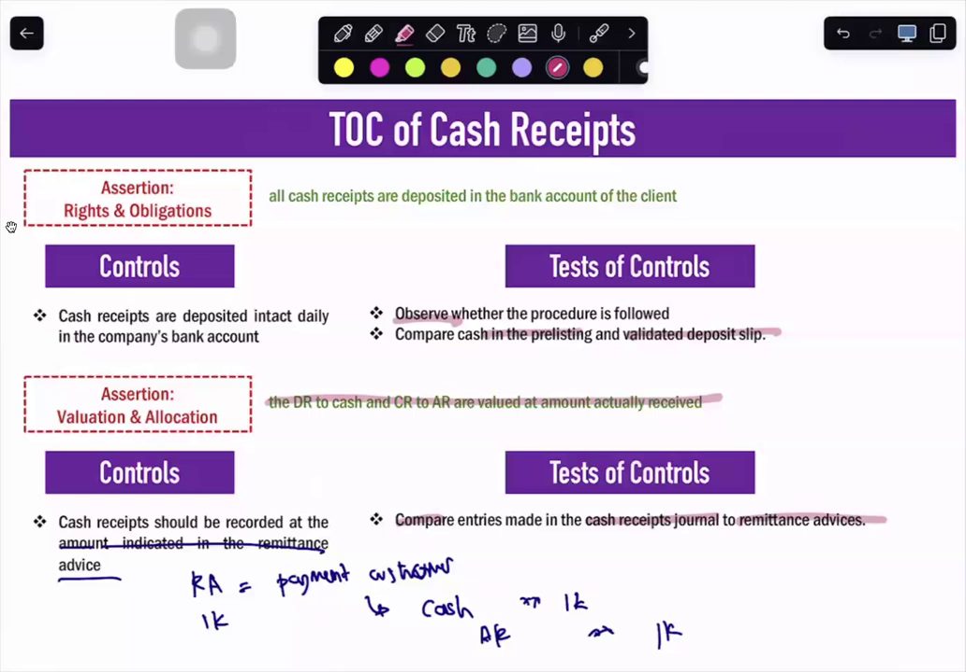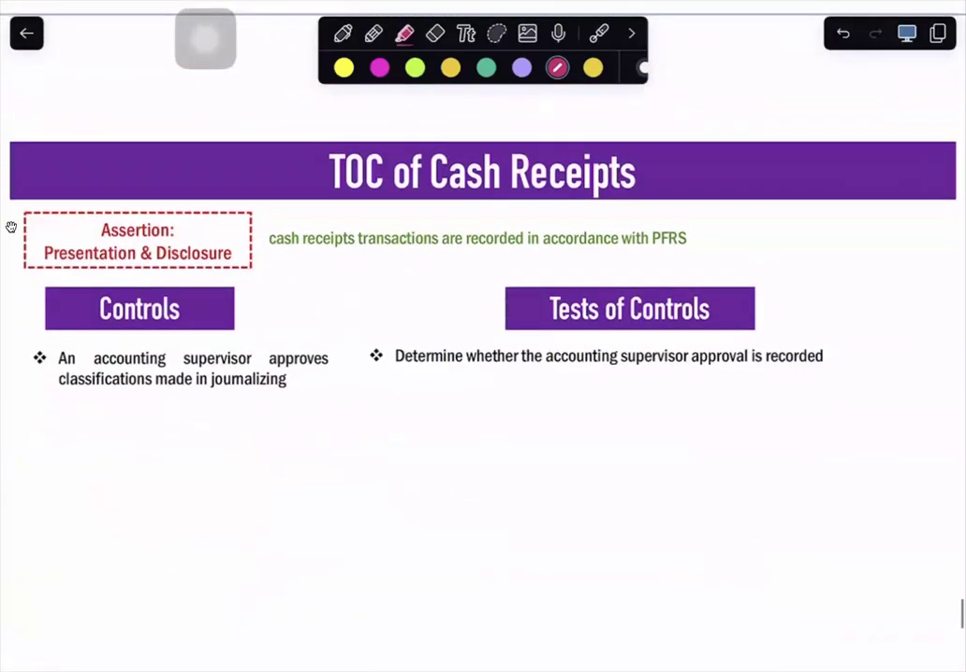And last, for your cash receipts, presentation and disclosure. So here, the cash receipts or transactions are recorded in accordance with the PFRSs. So the control in place here, an accounting supervisor approves the classifications made in your journalizing. So here, we determine whether the accounting supervisor approval is recorded. So this is more about inspection or inquiry.